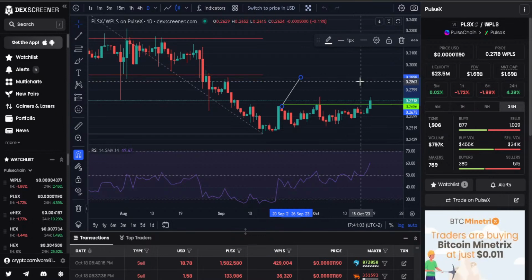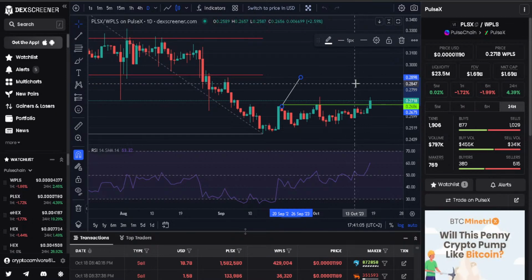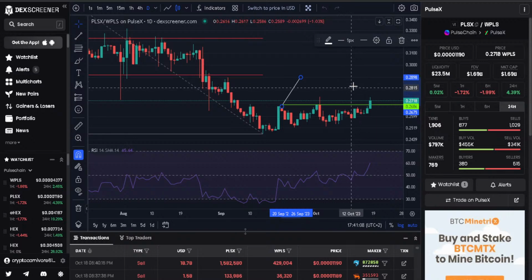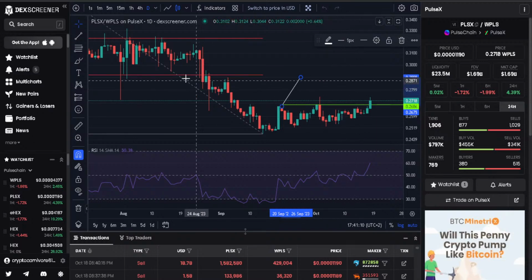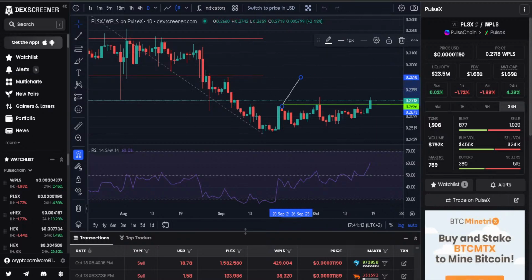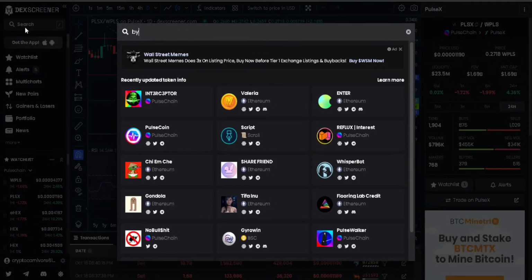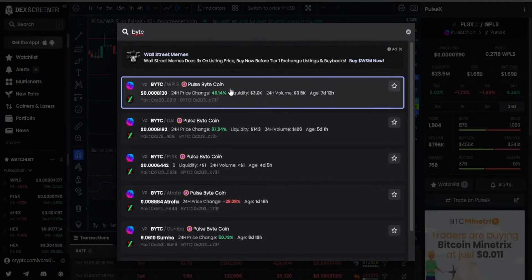This tells me that we have been in a bit of a Pulse Chain altcoin season, because everything has been rallying like crazy, right? And I'm pretty sure we'll see it in the chart. We saw yesterday in the chart as well. So yeah, let's get to BYTC for the gentleman in the chat.